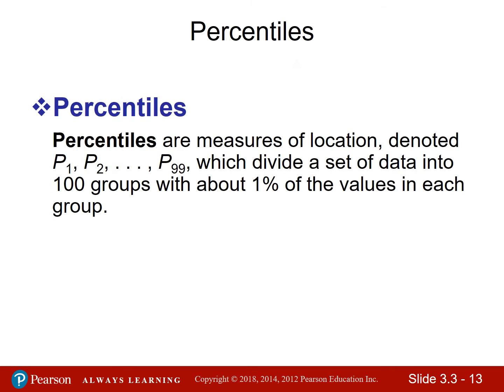Now we're going to focus on percentiles. Percentiles are measures of location denoted by P1, P2, up to P100, which divide a set of data into 100 groups with 1% of the values in each group. So the percentiles divide the data into 100 groups, right? And it determines the location of a value.